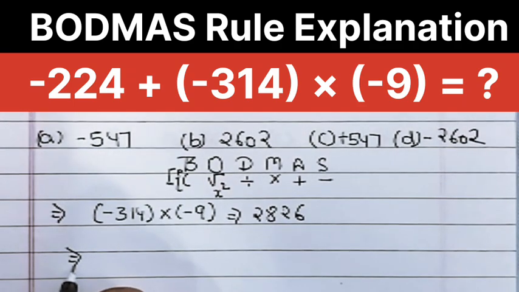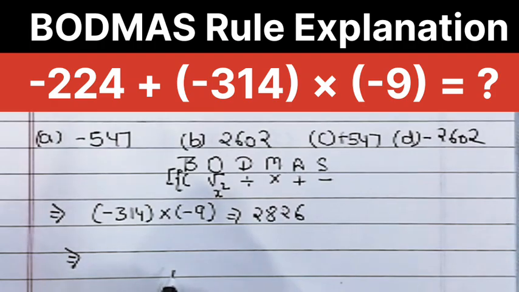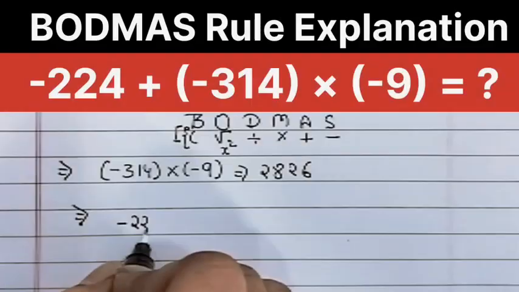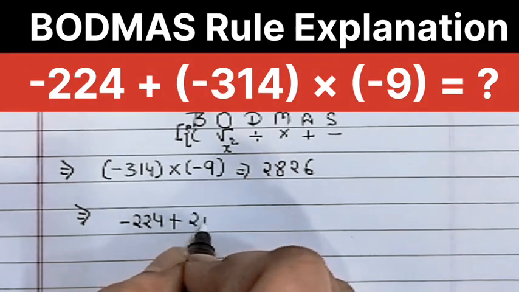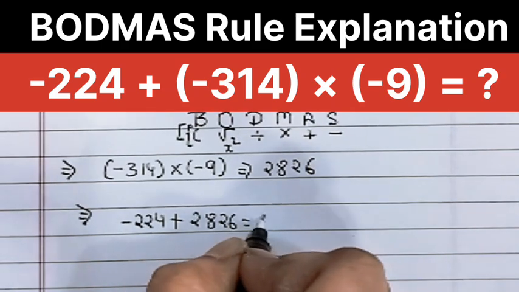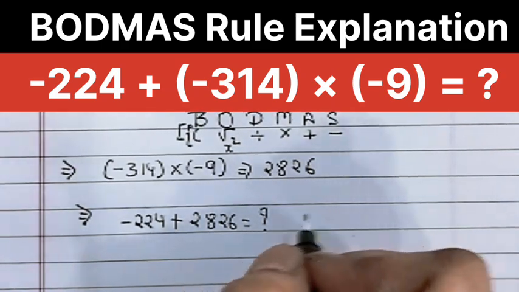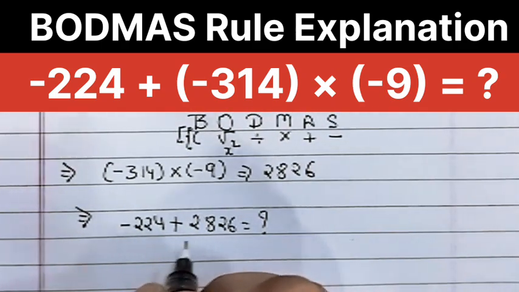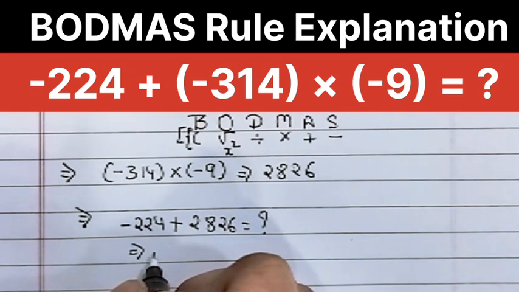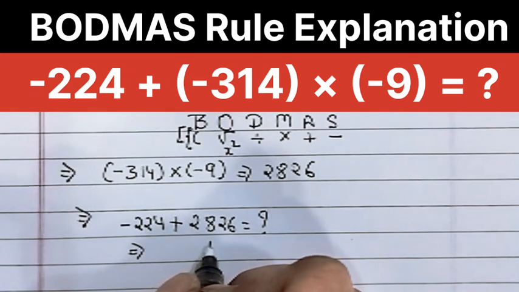Now step 2, addition. A stands for addition in BODMAS. Minus 224 plus 2826 is equal to question mark. Now this is also the same. We add a minus and a plus, and the answer will be positive as the larger digit is positive.